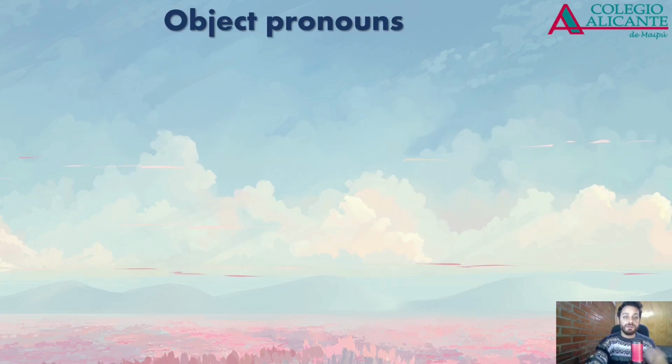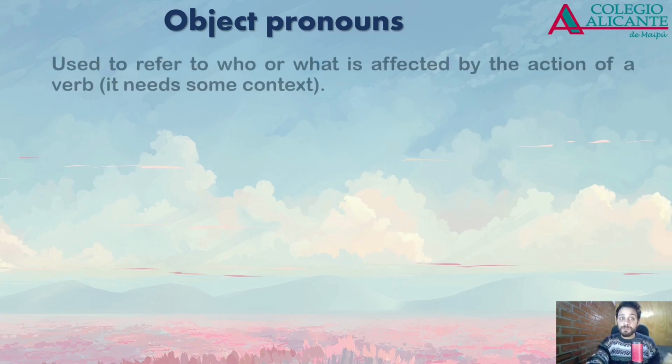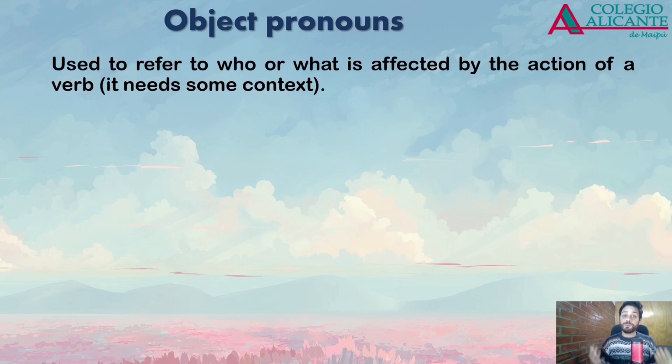All right. Now, on the other hand, we have object pronouns. Let's remember one of the most basic structures of English sentences that we see at school. Normally, you have a subject in a sentence, who is the person or thing that performs the action. We have the verb, that is the action itself, and then we have the object. We use the object to refer to who or what is affected by the action of a verb. It needs some context sometimes, though. So let's see some examples.